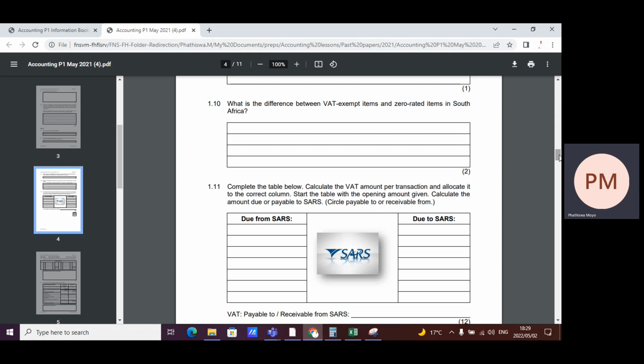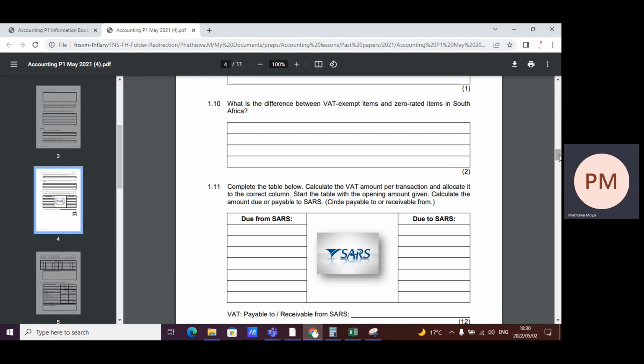What is the difference between VAT exempt items and zero rated items in South Africa? First of all, zero rated items are VATable, but VATable at 0. So any amount multiplied by 0 gives you a 0. That's how zero rated items do not pay VAT. Exempt items do not have VAT levied on them at all. Zero rated items have VAT levied on them, but at 0.